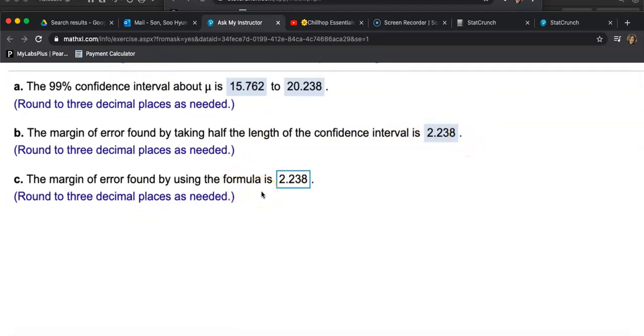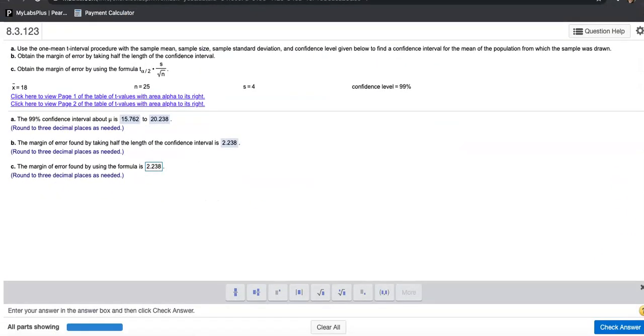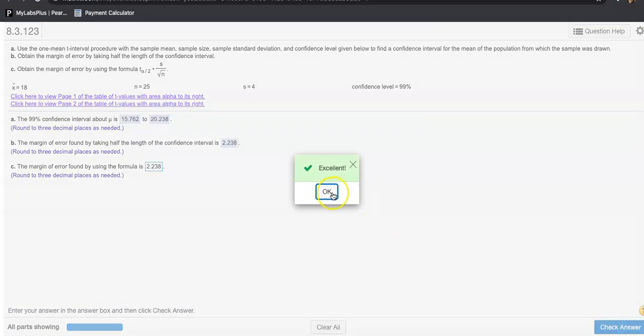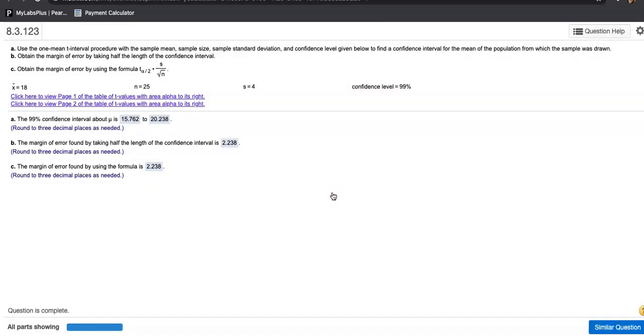There could be a little difference because of the rounding or different things, but in this problem they happen to be exactly the same, and that's what they want you to see. But it's much easier to just find the confidence interval. That's why technology is so useful. We can find the confidence interval and actually get the margin of error by just figuring out how long this confidence interval is and dividing it by 2. But if you don't have that tool, you have to find every piece to plug into the formula. But that's it for 8.3.123, and that was on confidence interval for a population mean.